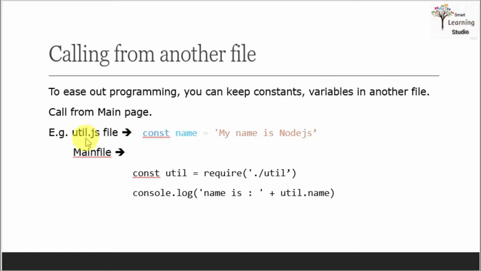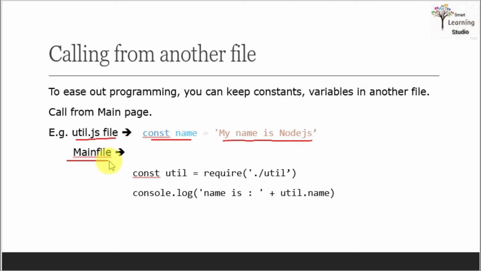We create a file called util.js. In this we are going to keep everything, whether it is a constant or any other declaration, or even the functions which we are going to study in the later part. So let us start with a constant. We define in this separate file a constant name, and you can define anything. So I have written my name is node.js.